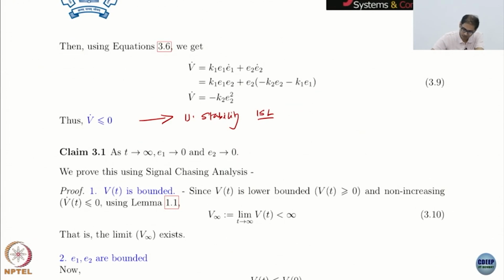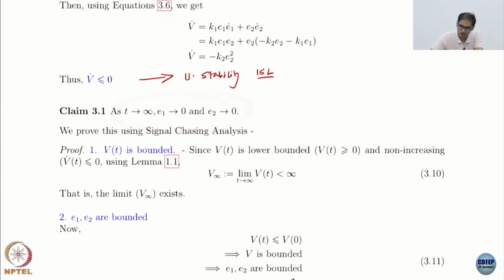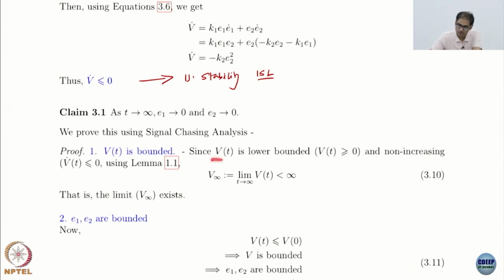So, anyway, this is the claim, we have already proved stability, so we are only left to prove convergence, right. Asymptotic stability is just stability plus convergence, right. So, we only need to prove this much, okay. How do we do this? Step 1. So, we know that V is lower bounded, because it is greater than or equal to 0, and it is non-increasing because V dot is less than or equal to 0. This means what? By the first lemma, that V infinity exists and is finite.